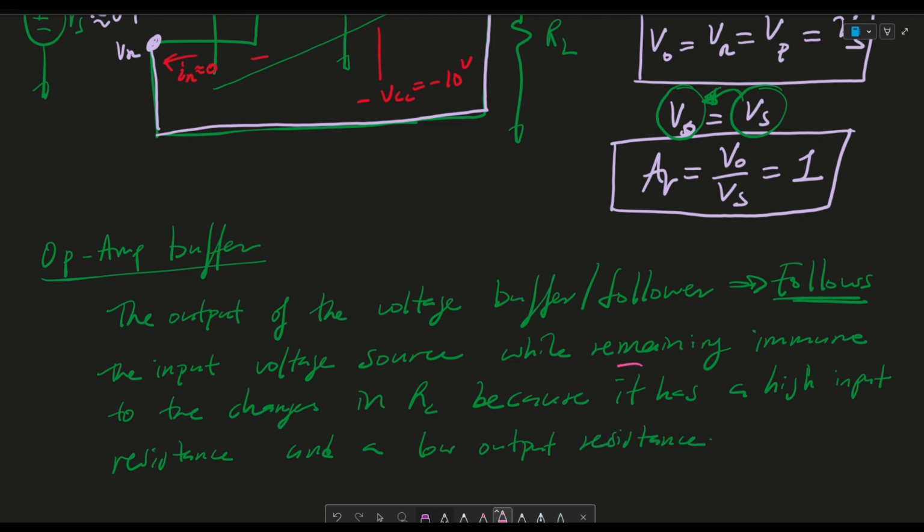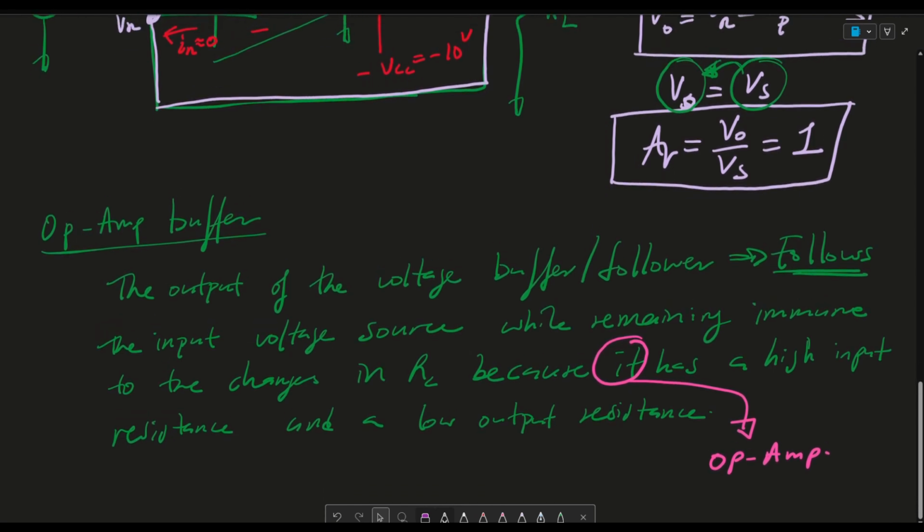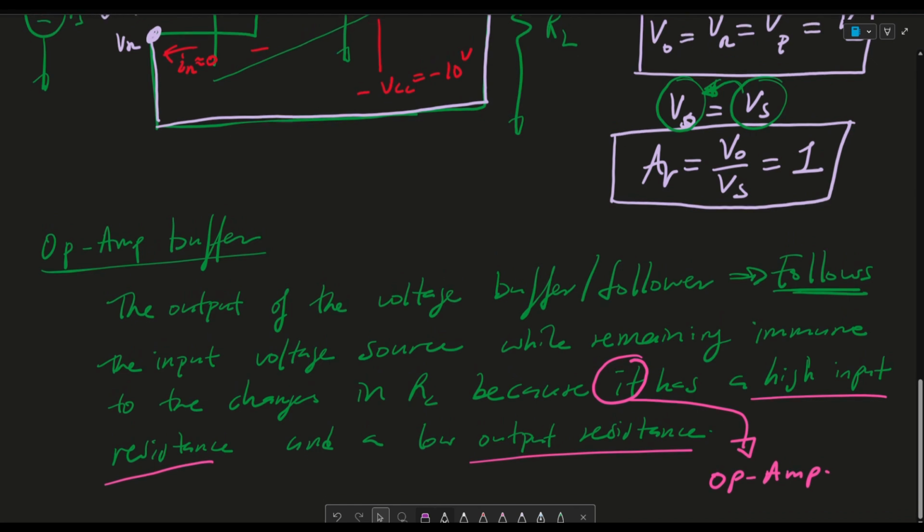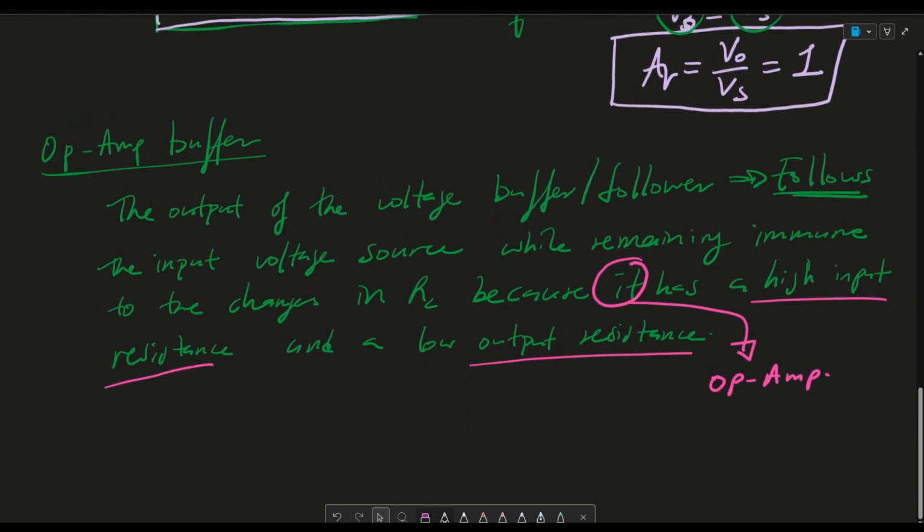And here, immune to the changes in RL, because it, we're talking about the op amp in this situation, right? So the op amp has a high input resistance and a low output resistance. So we like that characteristic for the buffer, okay? And that's why it acts like a buffer, because of these characteristics.